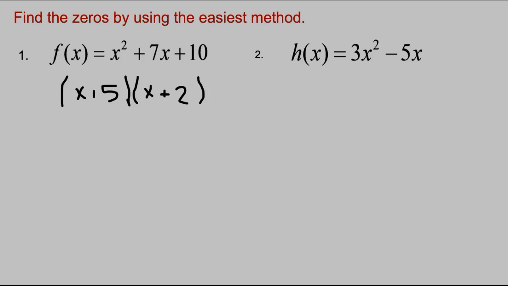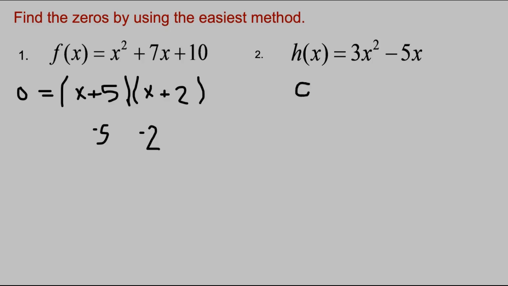So now we can use the zero product property, because when we're finding the zeros, remember we're setting this equal to 0. And so what makes the x plus 5 factor 0 is going to be -5. And what makes the x plus 2 factor 0 is -2. So that's really the best way: if it factors easily, go ahead and factor and solve it.